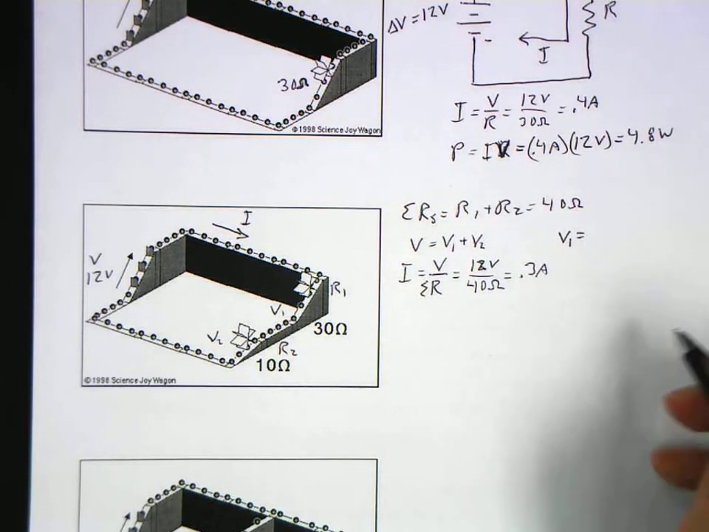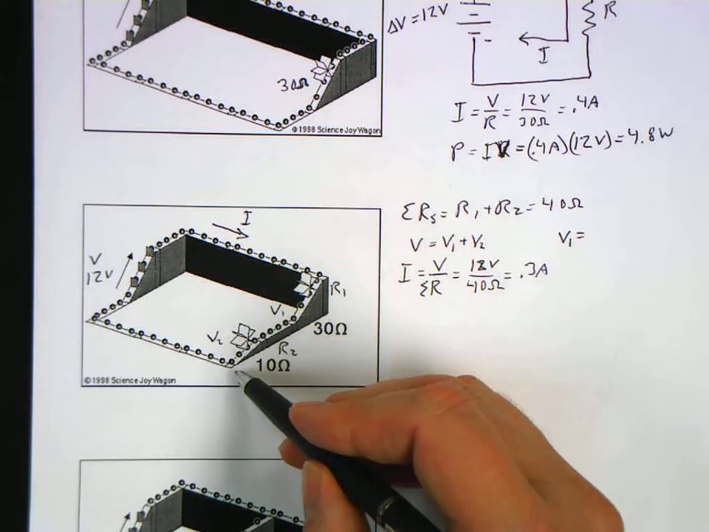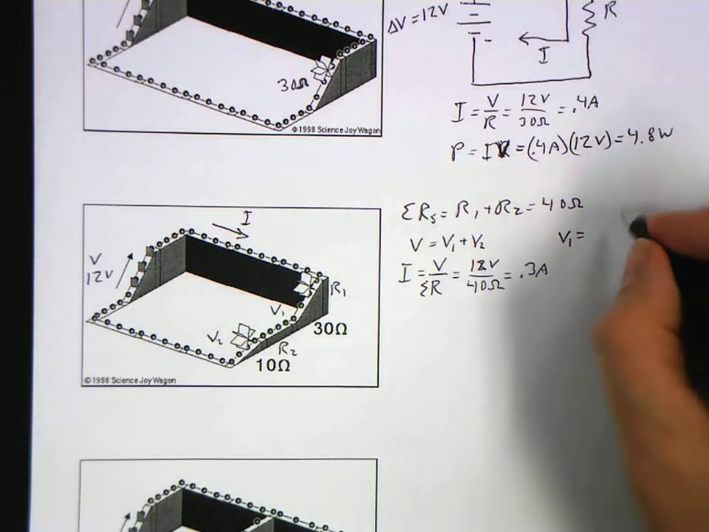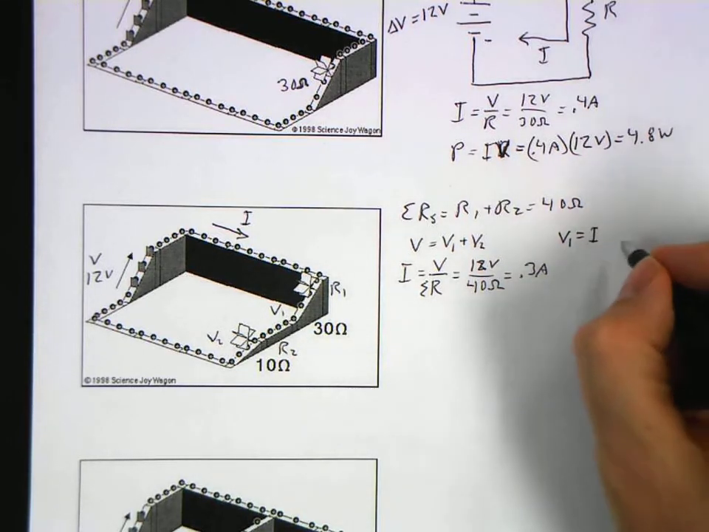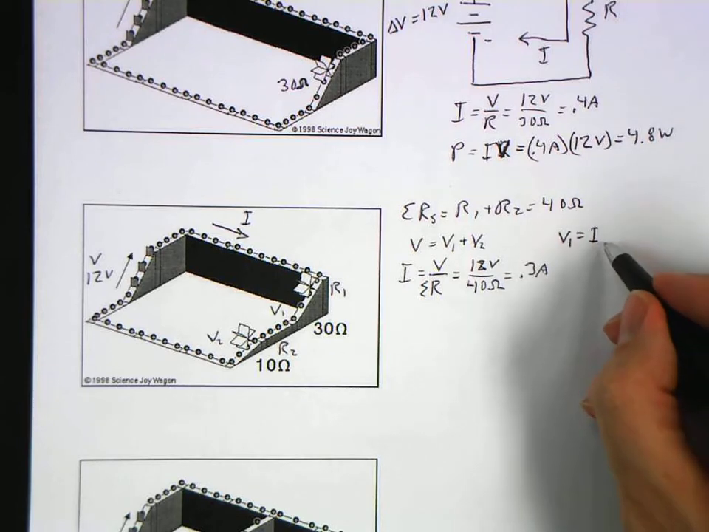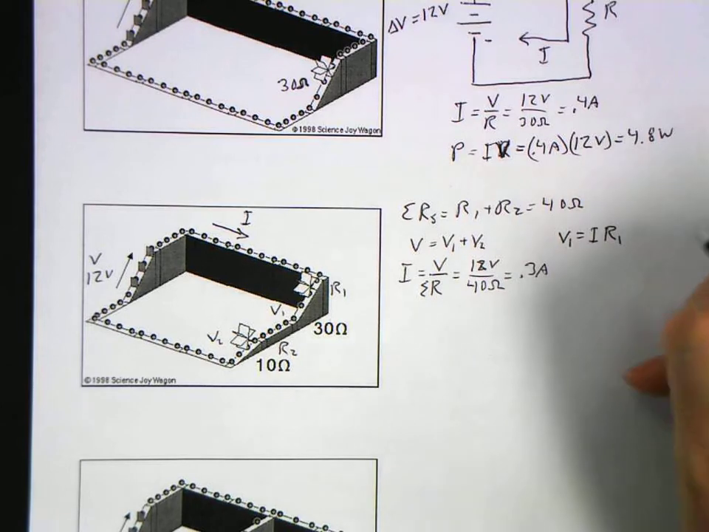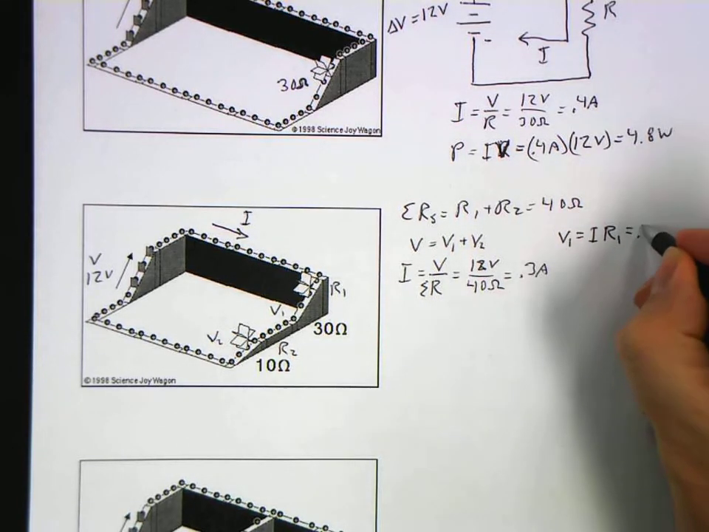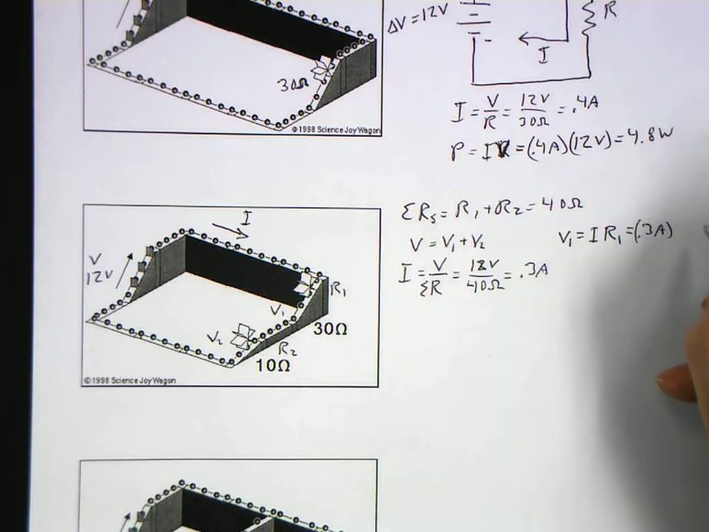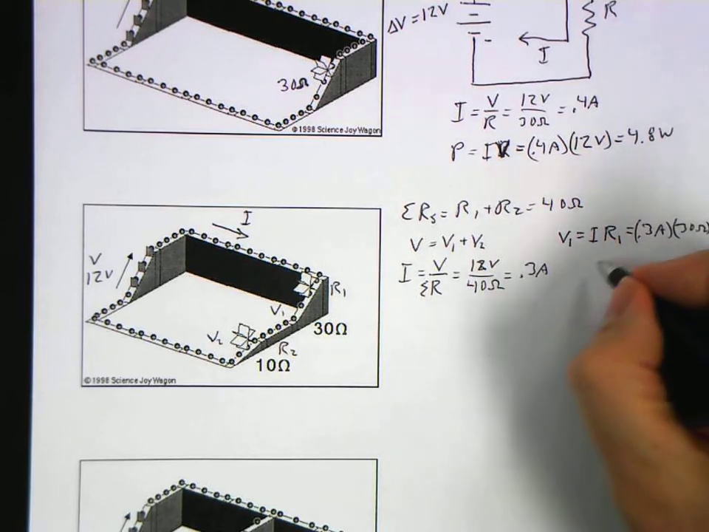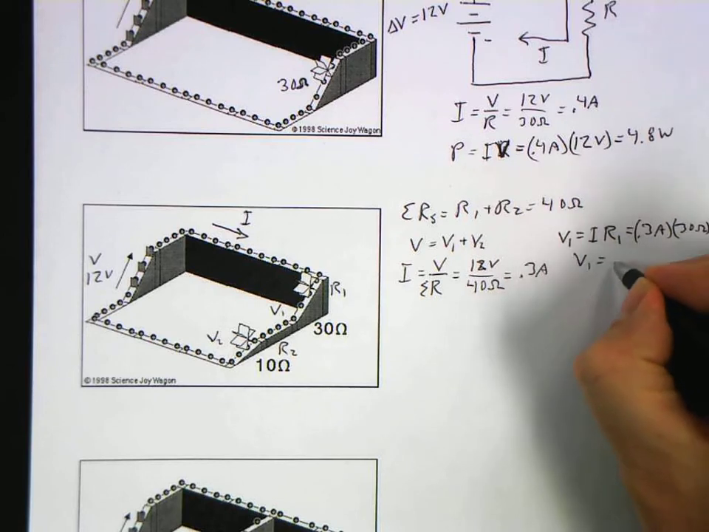Okay, so voltage across resistor 1. How much of the voltage is used in this first one? How much is used in the second one? For the first one, it's going to be the current that's going through resistor 1, which is just the one value of current, so it's just I, times the resistance of resistor 1. So that means 0.3 amps multiplied by our resistor 1, which is 30 ohms. And so it's going to be 9 volts. So V1 is equal to 9 volts.